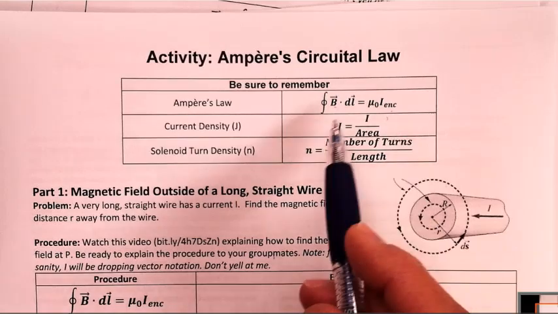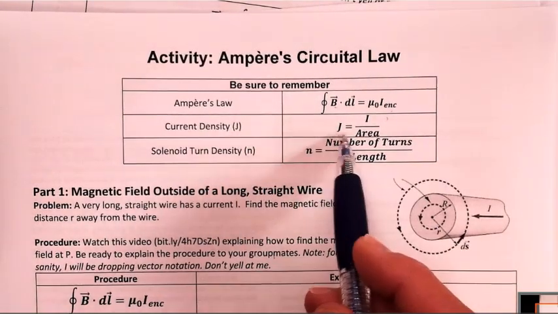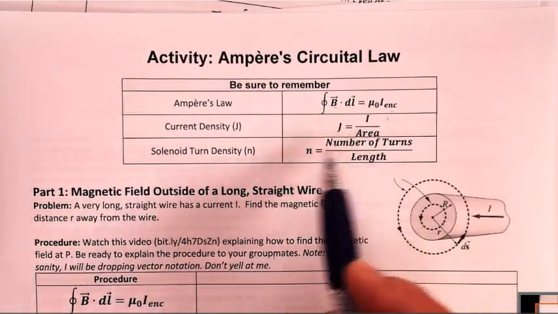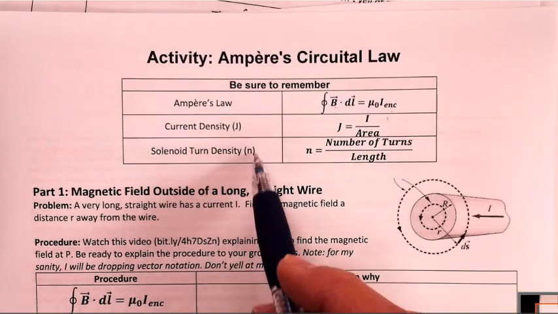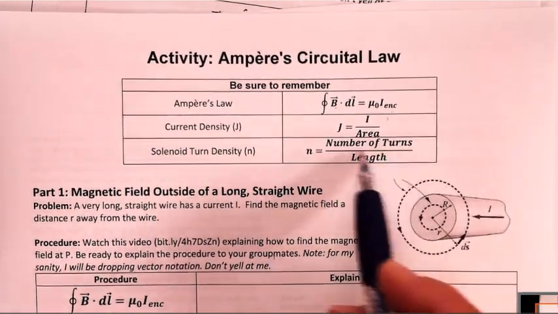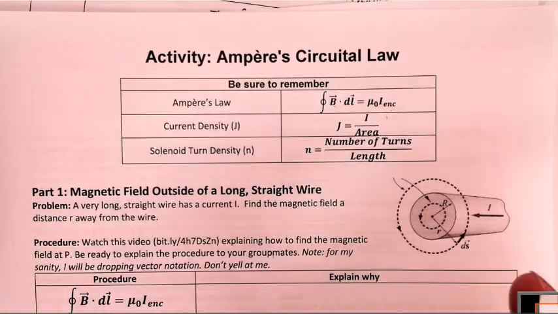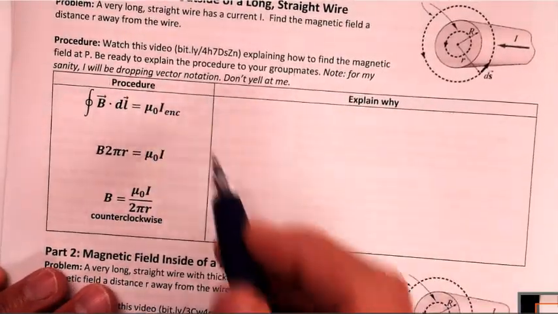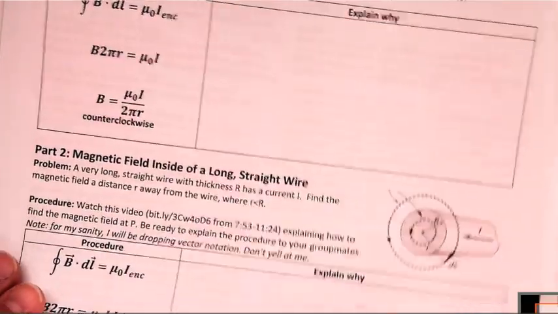The only other things that you need to know are something called current density, J, which is current divided by area, and something called a solenoid turn density, little n, which is the number of turns divided by length, but you'll get to that later. Essentially, I'd like you to watch some videos and try to explain the math.